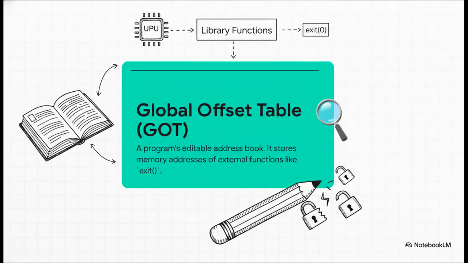Well, a perfect target, the bullseye, is something called the Global Offset Table, or GOT for short. The absolute best way to think about it is like the program's address book. When the program wants to do something common, like call the exit function, it looks up the address for exit in the GOT. And here's the crucial part. That address book is writable.